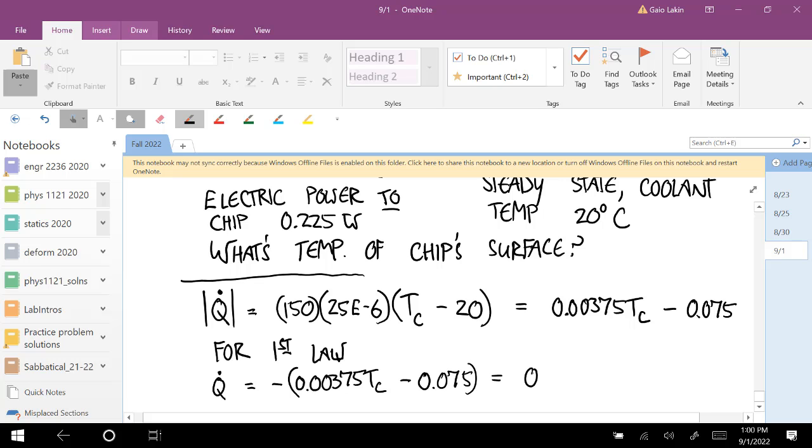So I'll write that as 0.075 minus 0.00375 T_C. Everyone with me on the sign convention on that? Anytime you use heat transfer equations with the first law, you're going to have to think about the direction of heat transfer and deal with the sign convention.